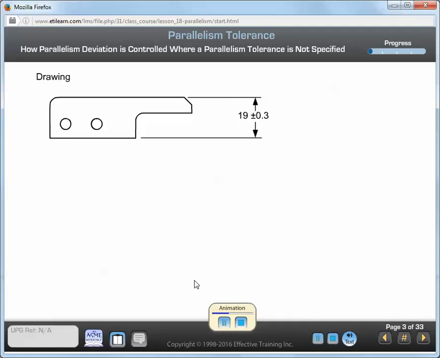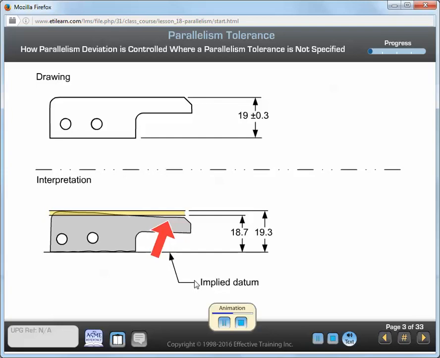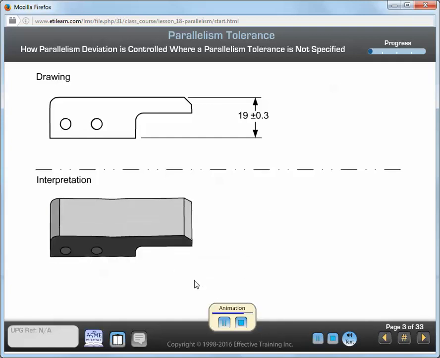The first is that the parallelism deviation is limited to the same tolerance as the size dimension. The second is the lack of a datum reference. As you can see in this figure, the part could be inspected using either side as the implied datum, which could result in different measurements by each inspector.